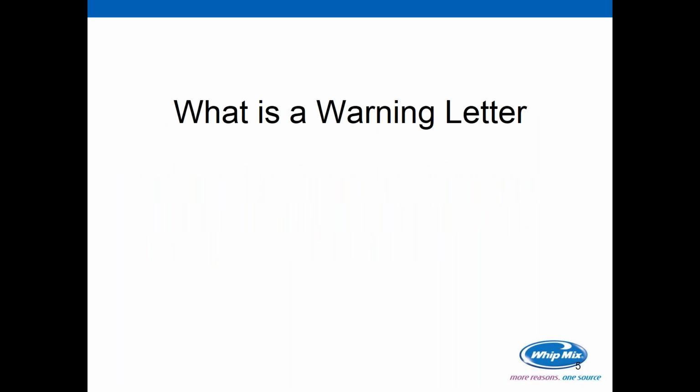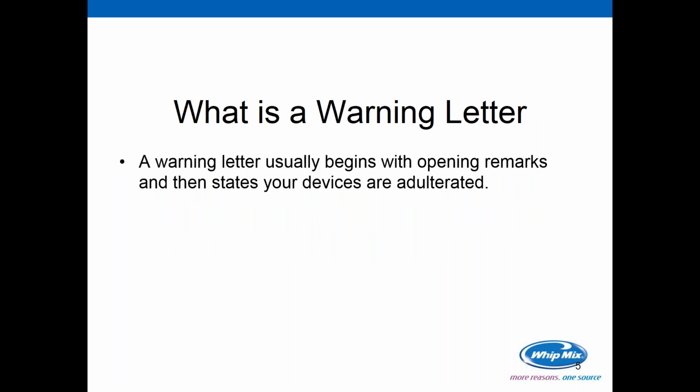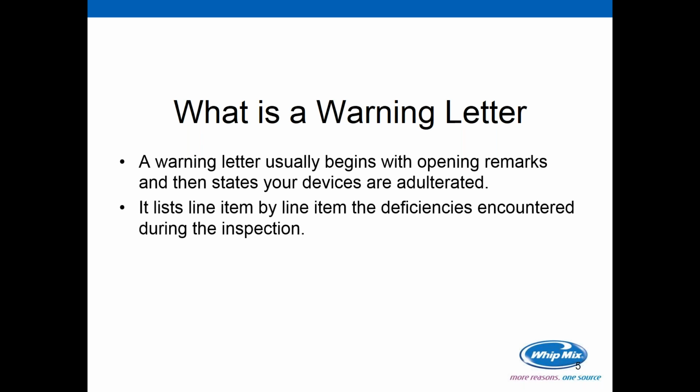So some people don't know, what is a warning letter? Well, a warning letter usually begins with opening remarks, and it says something about what you have done. The thing that catches most people's attention is that it says your devices are adulterated. That's something scary to see in writing. If you are not knowledgeable about what this means, it looks like your devices may be exempt from being sold at this moment, which isn't what the letter says at all. But again, this is just some of the remarks that come out of the warning letter. The warning letter also lists, line item by line item, the deficiencies that the agency encountered at your facility.